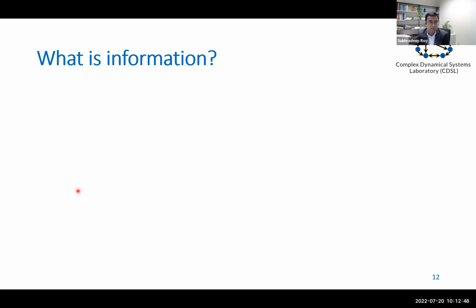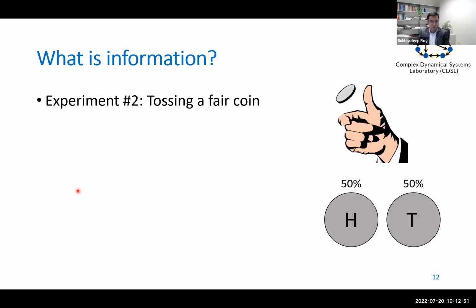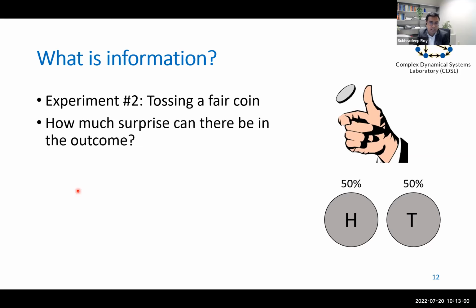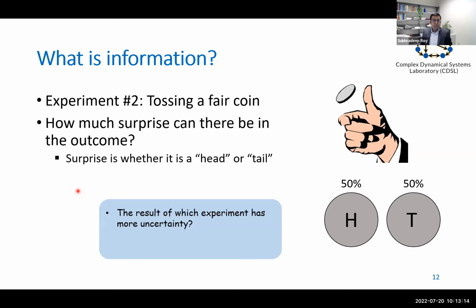Now compare that to a second experiment where we have a fair coin, meaning there are possibilities of either a head or tail, which are equally likely. If I ask the same question, what is the surprise in this experiment? Compared to the last one, this has a surprise because we don't know the outcome yet. The surprise is whether it's going to be a head or a tail. The result of which experiment has more uncertainty? Of course, the second one, because before the experiment was conducted, we didn't know the outcome.